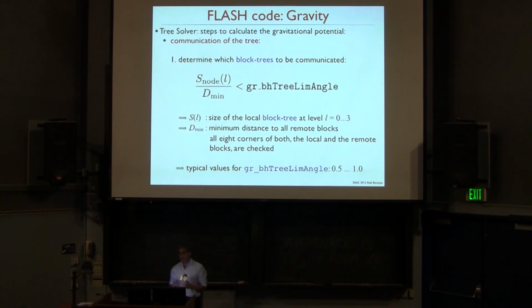And what you do is typically compare the size of a given node, depending on the level, of course, with the distance of the block you are looking at. So you loop through all blocks, check within this level 0 tree what the opening angle is, compare with the parameter you give, and then build up a communication list which you then communicate to all CPUs.